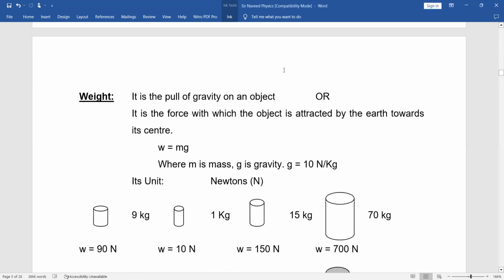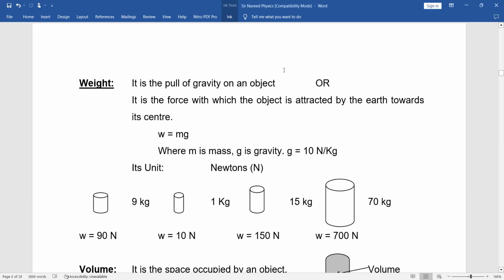Next definition is weight. Weight is what? It is the pull of gravity.